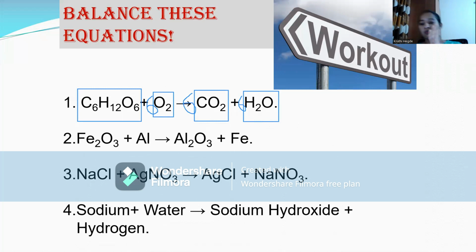Dear children, in the fourth one, purposefully I have given a word equation. Try to convert that into a symbolic equation, then balance it.